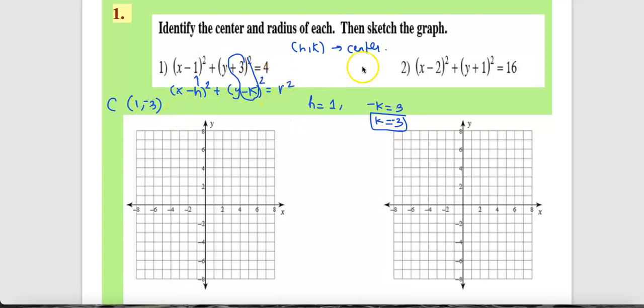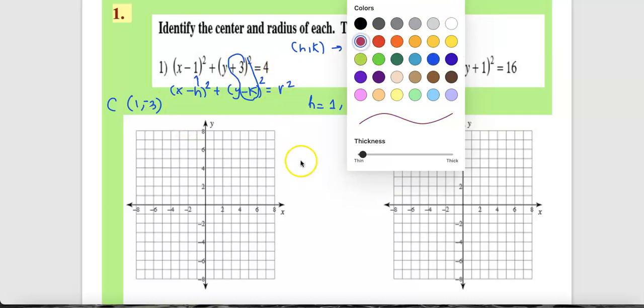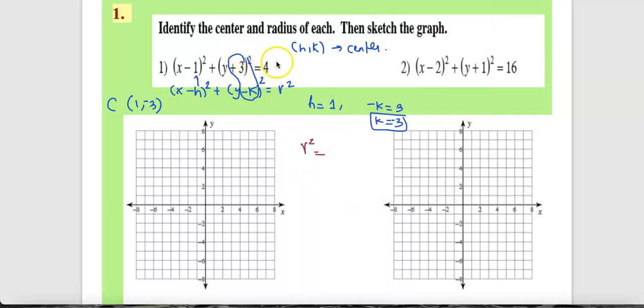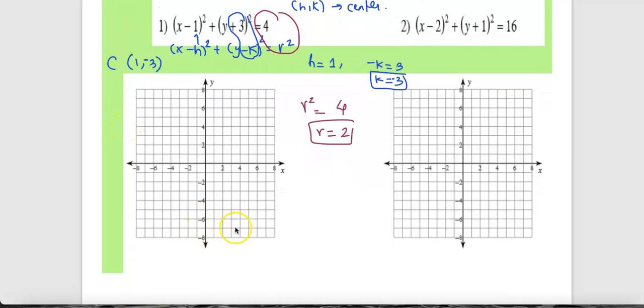Now what is your radius? For the radius, you compare with r², and if you look over here, r² is equal to 4. What is the value of r? That's 2. So let's first plot the center, (1, −3). My 1 is over here, negative 3 is over here. This is my center. The radius is 2, so I will go 2 units to the left, 1 and 2, then 2 units to the right, 1 and 2, then 2 units up and 2 units down. So I got these 4 points.